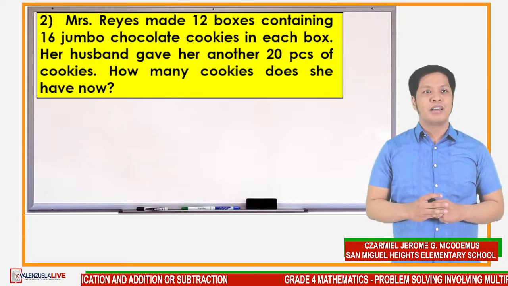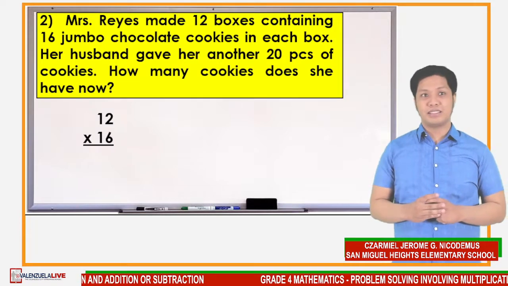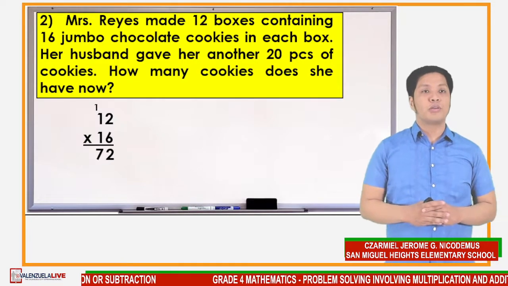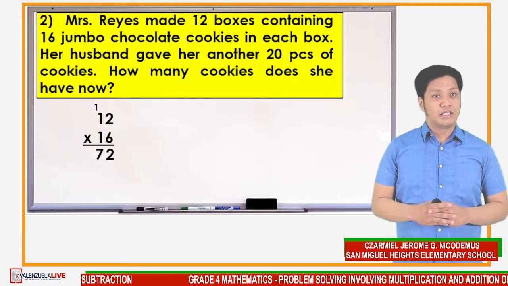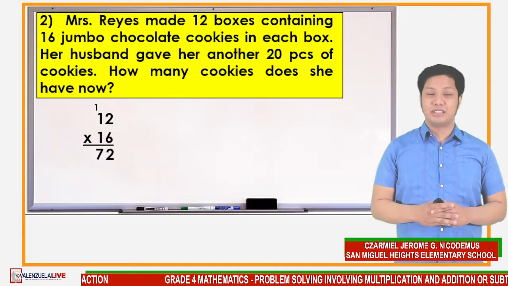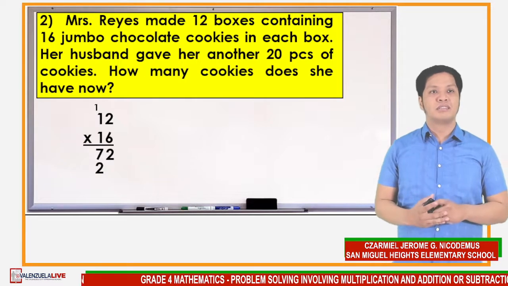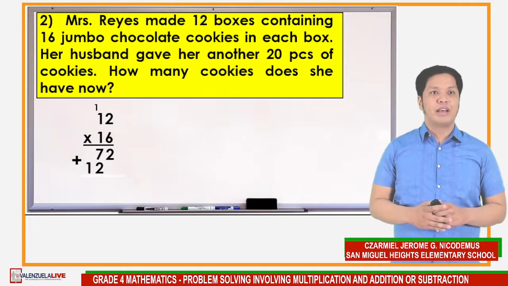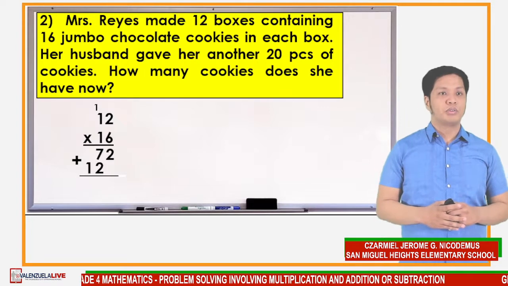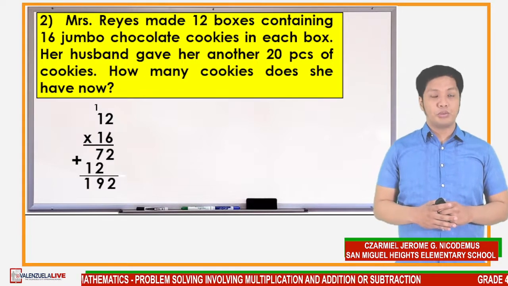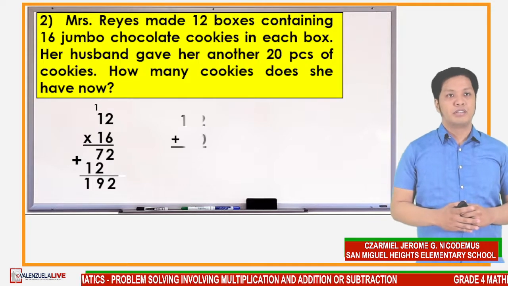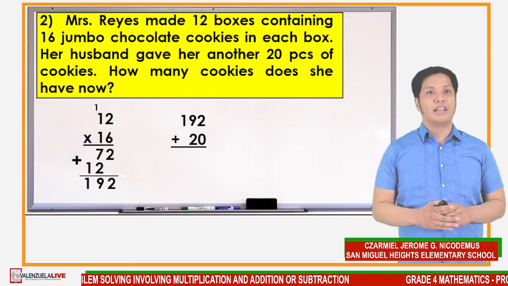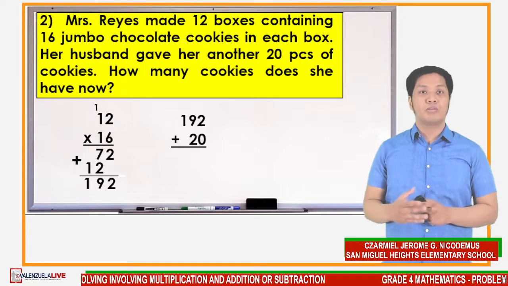So to find out the number of cookies in 12 boxes, we need to multiply 12 by 16. So 6 times 2 equals 12. Write 2, regroup 1. 6 times 1 equals 6 plus 1 equals 7. 1 times 2 equals 2. 1 times 1 equals 1. Add the partial product. Bring down 2. 7 plus 2 equals 9. Bring down 1. So there are 192 cookies in 12 boxes.